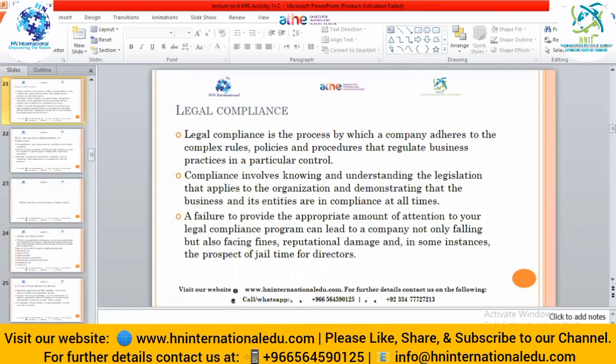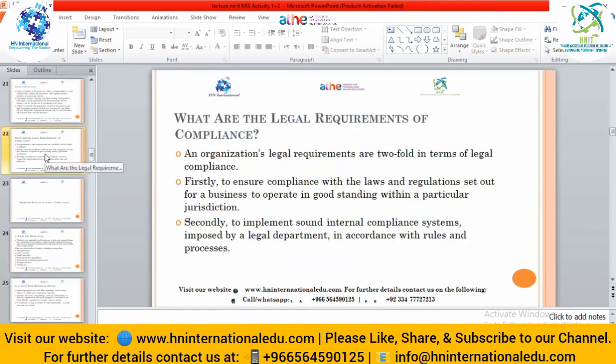If we are not fulfilling the legal requirements, our company can face fines or damage to our reputation, or sometimes higher management can go to jail or face other things if we are not fulfilling our legal requirements. An organization's legal requirements are twofold in terms of legal compliance.